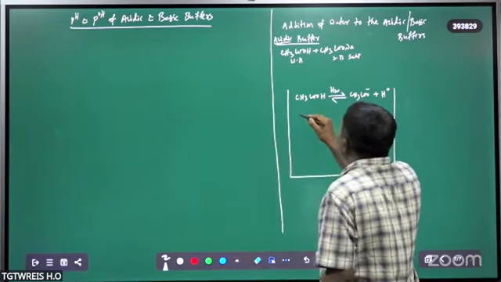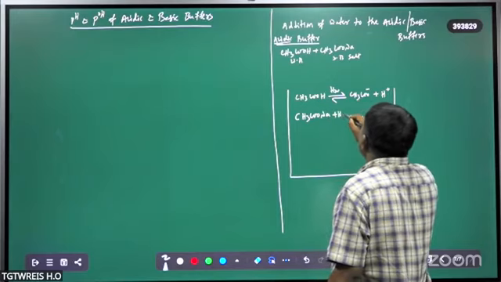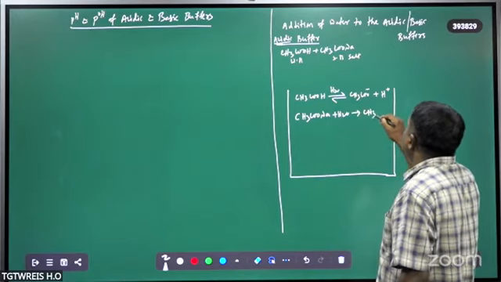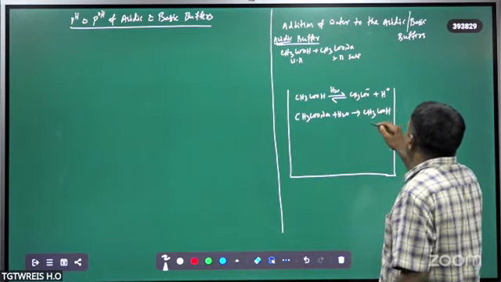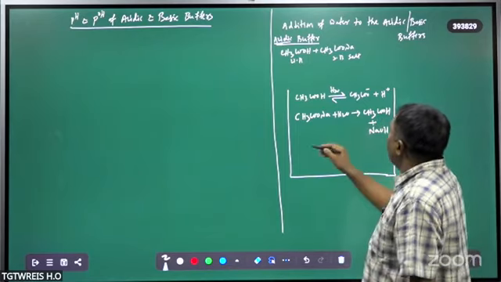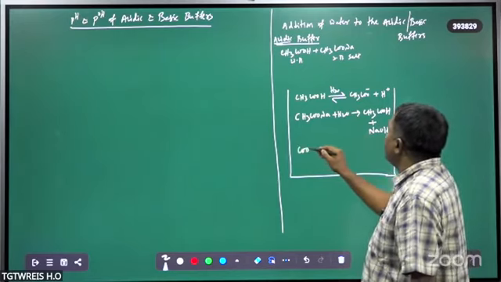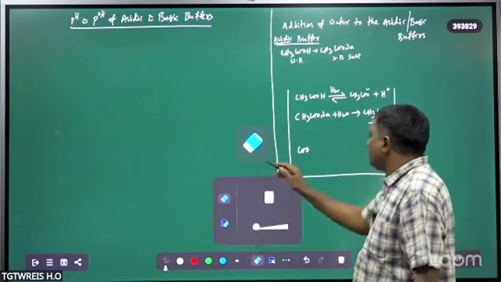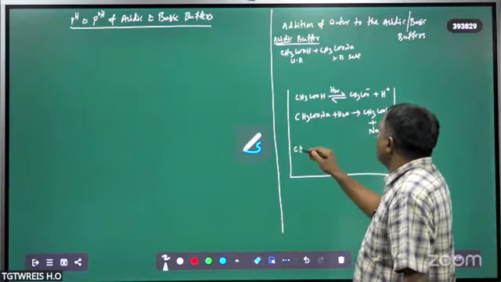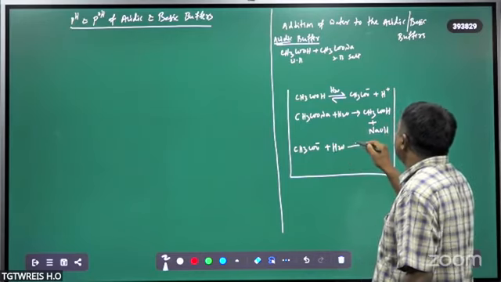Next, CH3COONa. By adding water it forms CH3COOH plus NaOH. And we have CH3COO minus. CH3COO minus plus water, what will happen?